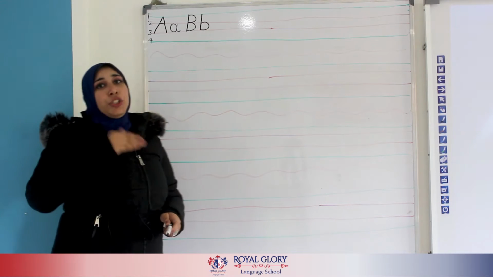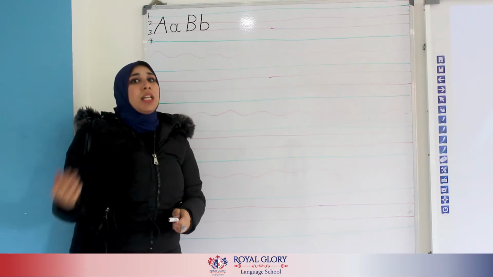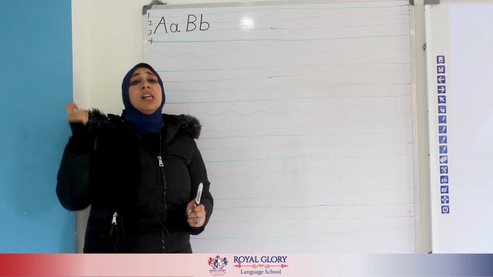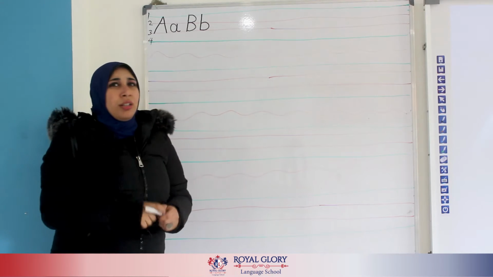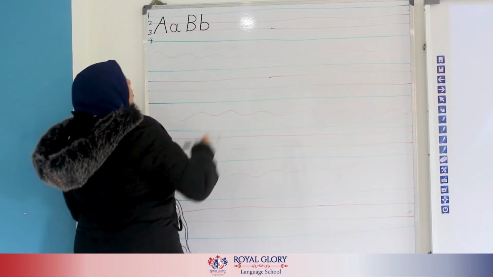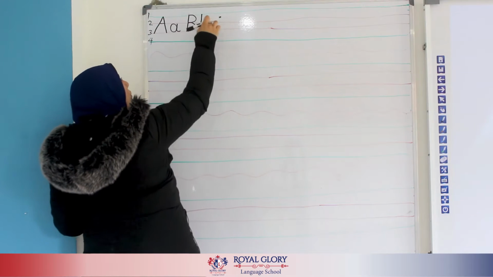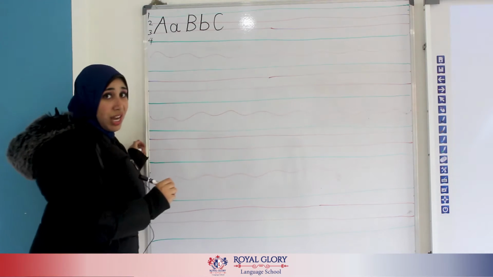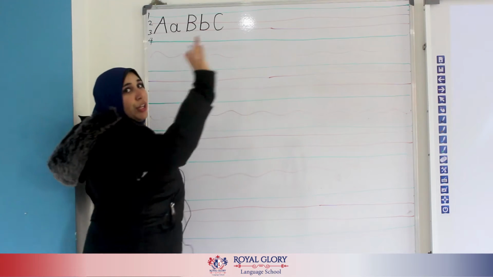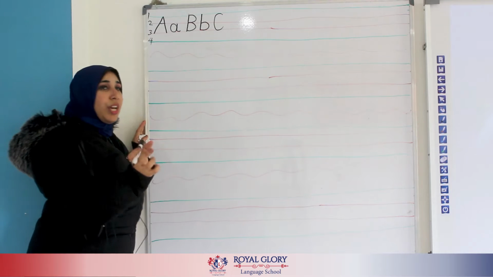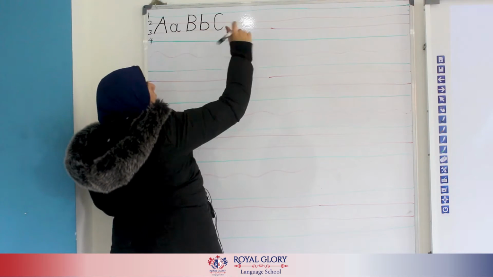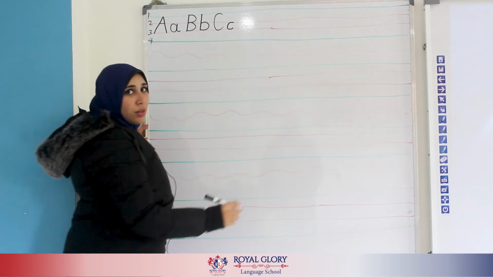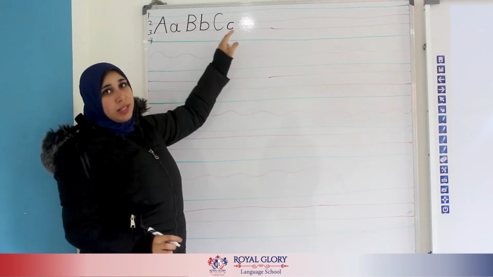Okay, after letter B, letter C, sound of C, K. Okay, how can I write letter C? Between 3 lines, 1, 2, 3, make a half circle like this, okay? This is the upper case of sound K. The lower case of sound K is the same, but between line number 2 and line number 3 like this, okay? This is K sound, K.